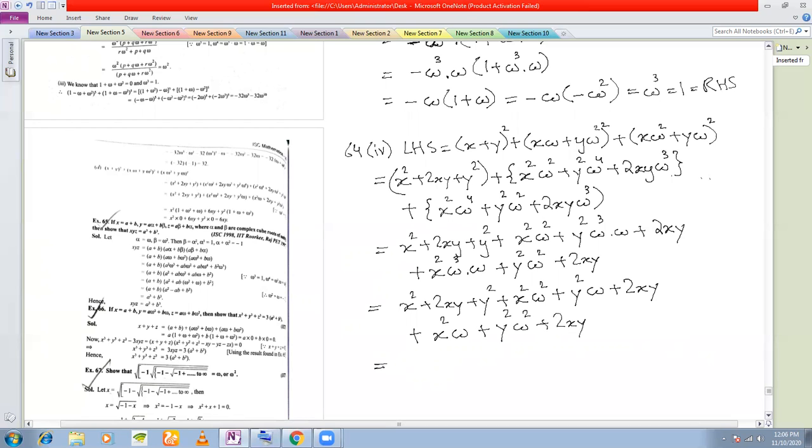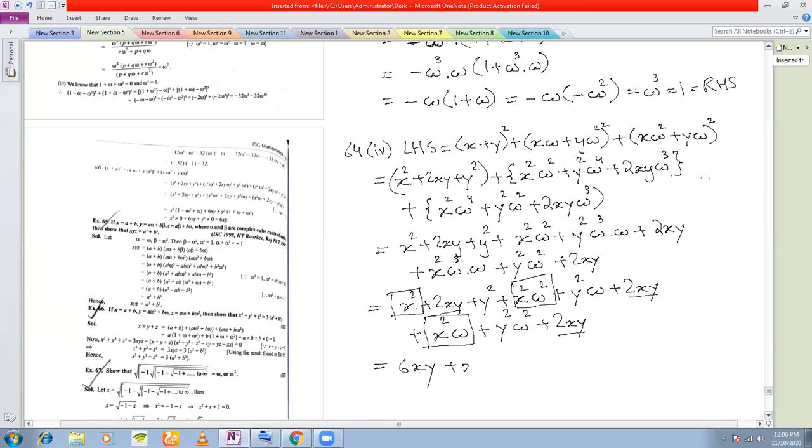Okay. Now what happens? How many 2xy's can you see? You can see 2xy here, 3 in fact. This is 2xy. This is 2xy. This is 2xy. They combine to become 6xy. Right? Now x square, what can you see? Here you have an x square. Here you have an x square. And here you have an x square.